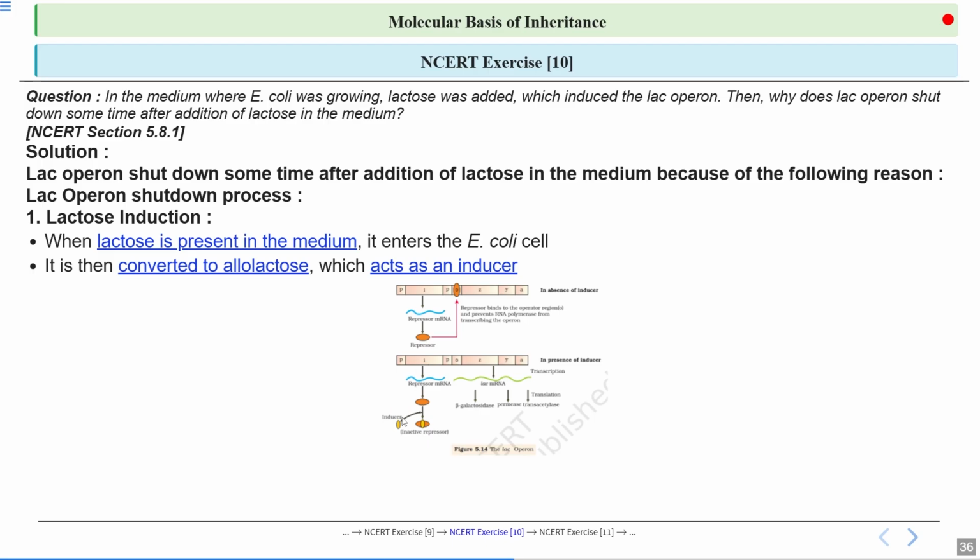If this inducer, allolactose, is present, it will go and bind to the repressor protein. Now this repressor protein becomes inactive. Because it is inactive, it is not going to bind to the operator, allowing the RNA polymerase to bind to the promoter. Once the RNA polymerase binds to the promoter, transcription will take place. After that, this lac mRNA will be formed, and this will be translated to the proteins. So this is the normal step that is going to happen.